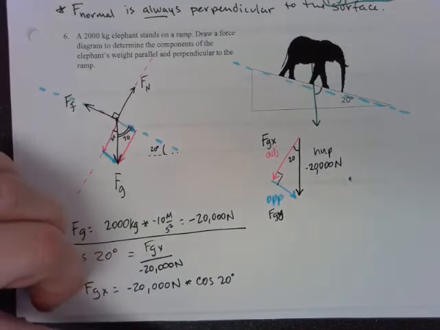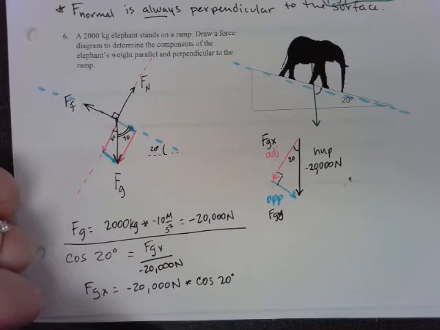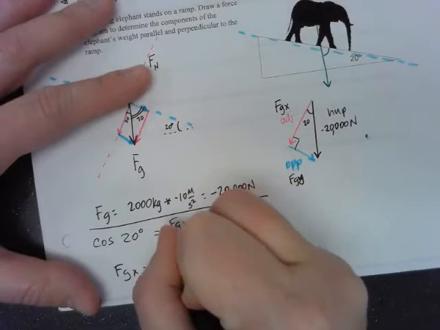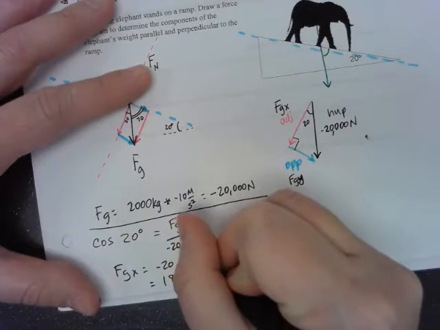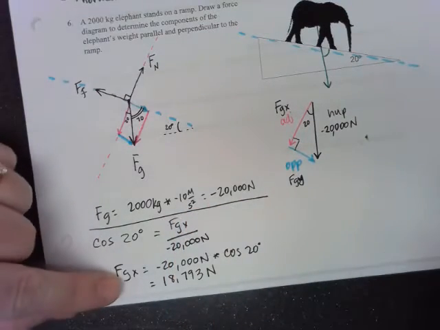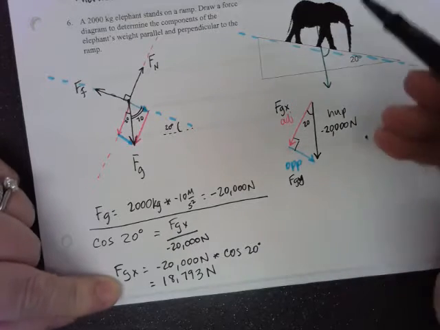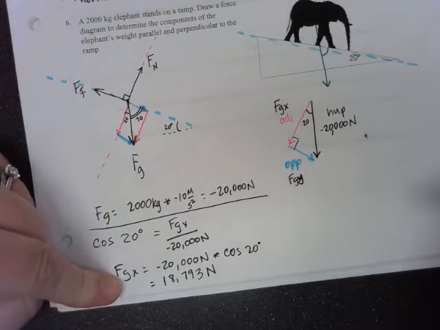Calculator, 20,000 times cosine 20. I got 18,794 newtons. And so that's going to be the amount of force that's holding the elephant to the ramp. He's going to have a hard time jumping off the ramp.